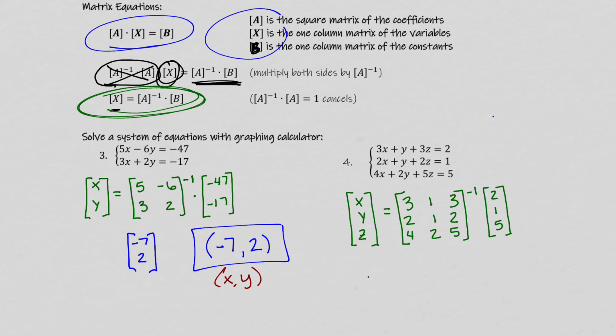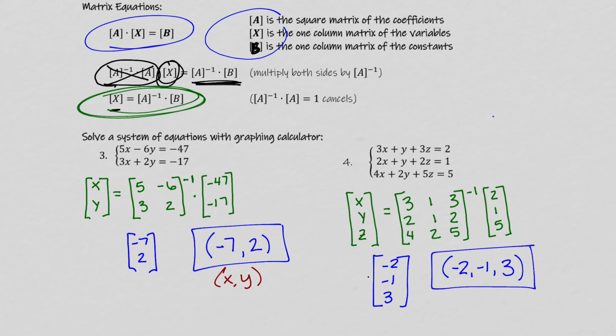So our answer, when we typed it in, ended up being the matrix -2, -1, 3, which is the point -2, -1, 3. It's always X, Y, Z.